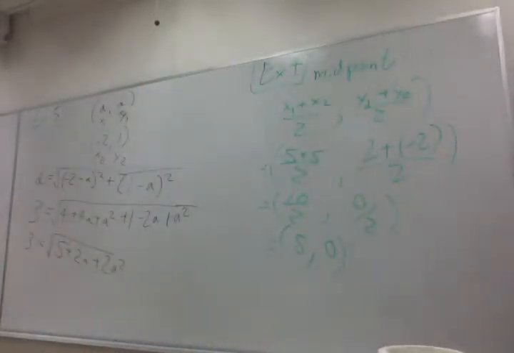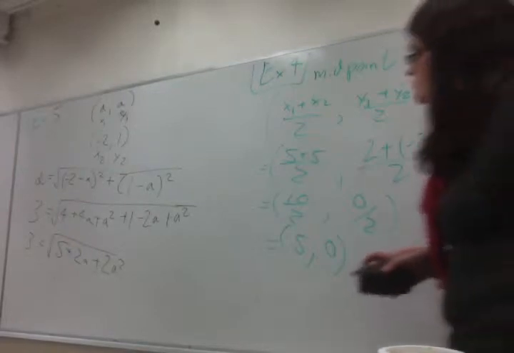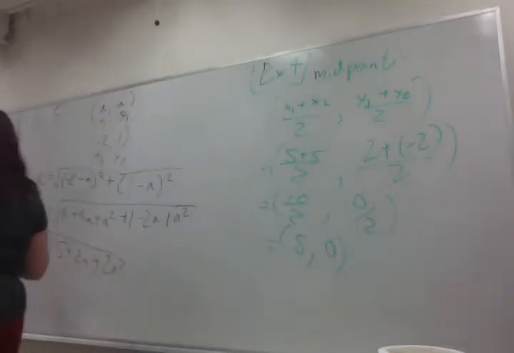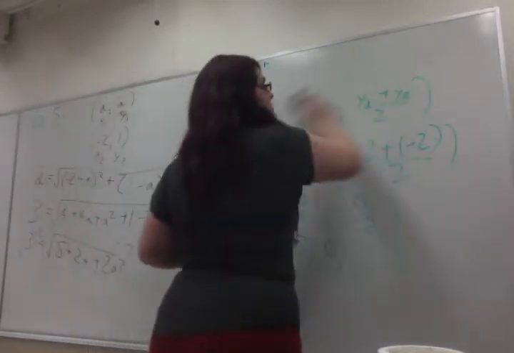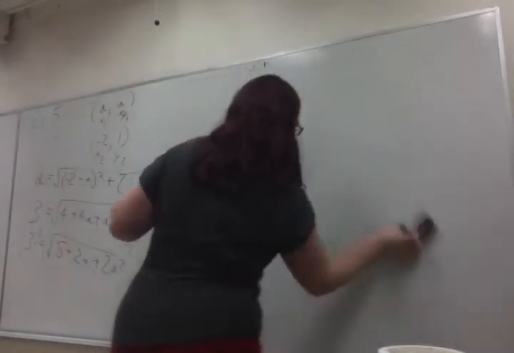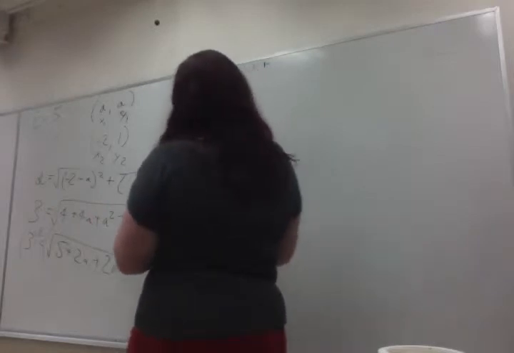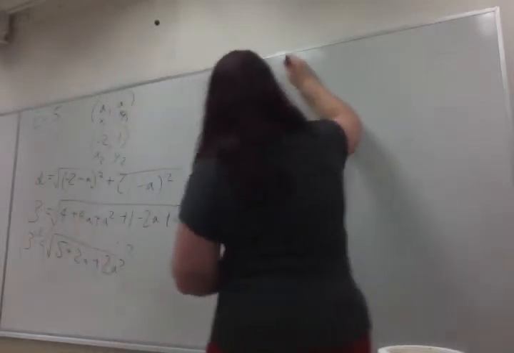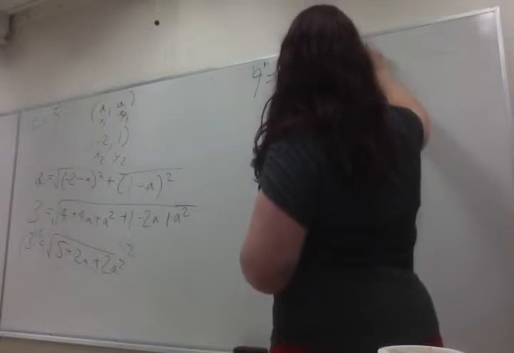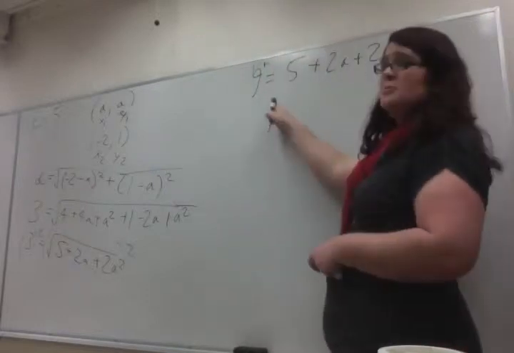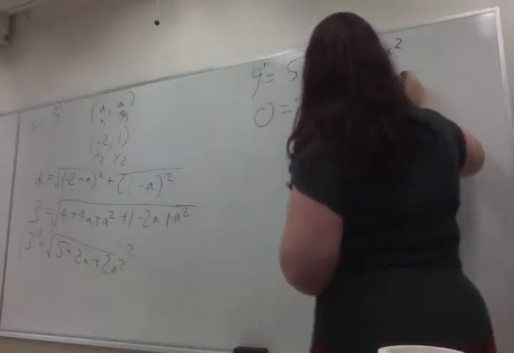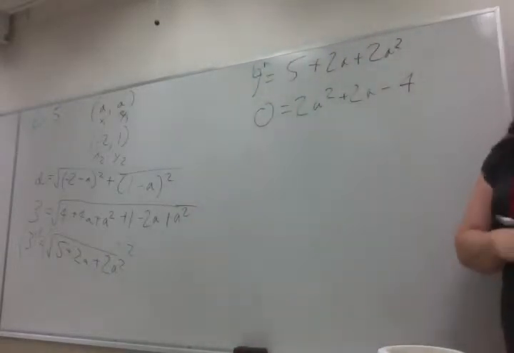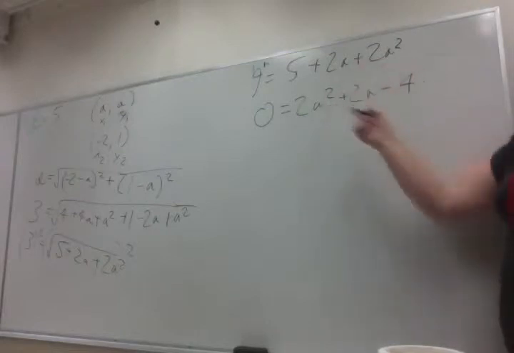Now if I want to solve that equation, I'm going to have to square both sides to get rid of that square root. The left-hand side will become a 9. Here we'll have 5 plus 2a plus 2a squared. Subtract 9 from both sides: 0 equals 2a squared plus 2a minus 4. I'm just rewriting this in a different order.